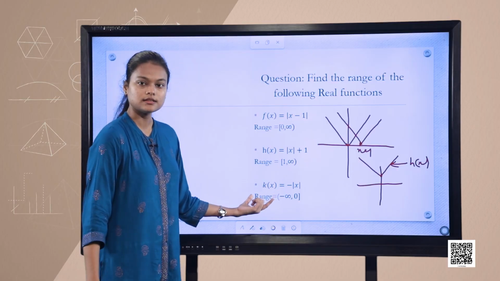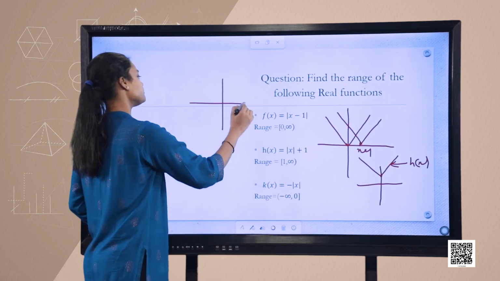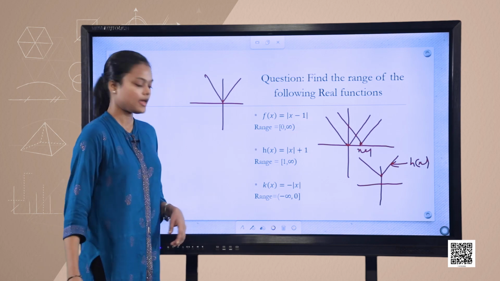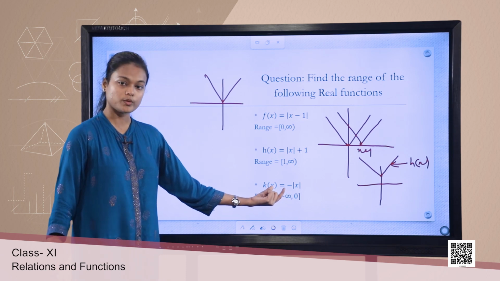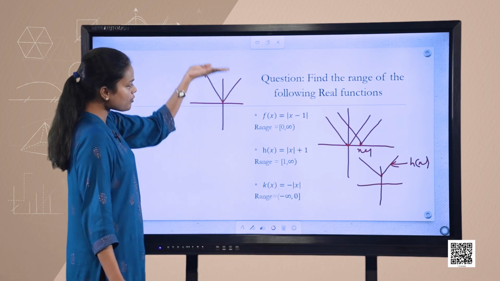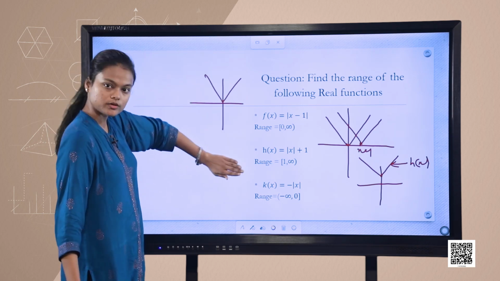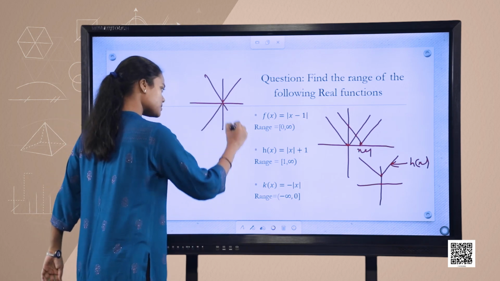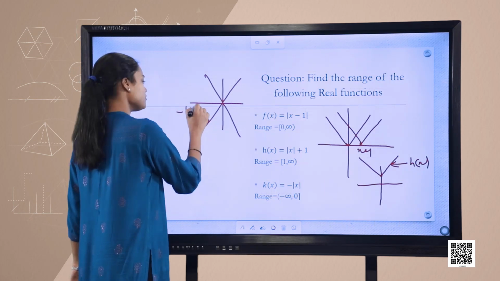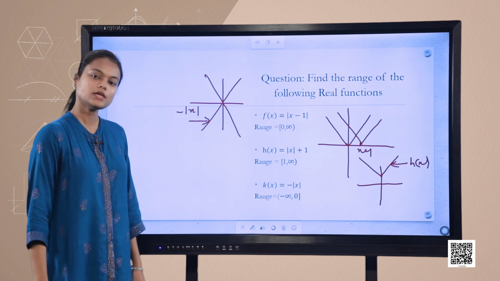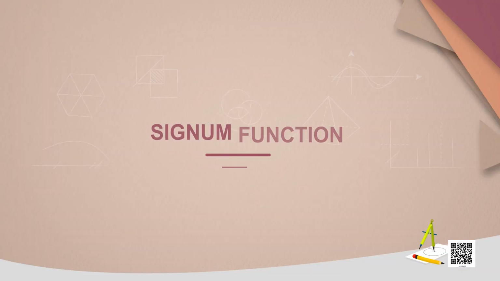And last, the third case, negative of mod x. What was the graph of modulus x? If a negative sign is attached to it, we know the range is coming from minus infinity to 0, where 0 is included. That means all those points which are coming upward from the x-axis, all those points become downwards. So this will be the graph of negative mod x. Understood?